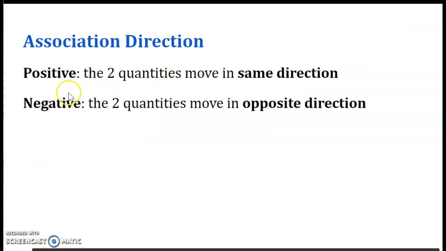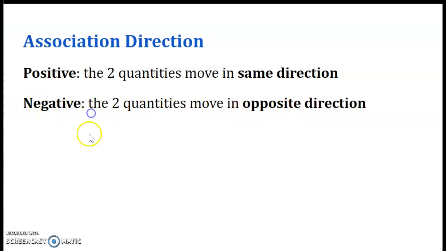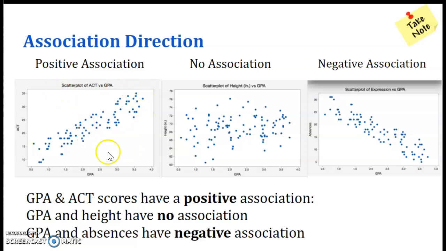So association direction. When two quantities are related, if they move in the same direction, then we say it's positive. If the two quantities move in the opposite direction, it's negative. What do I mean by that? So looking at this, the first one is the scatter plot of ACT on the y-axis and GPA. Okay, so that's the very first one we saw.